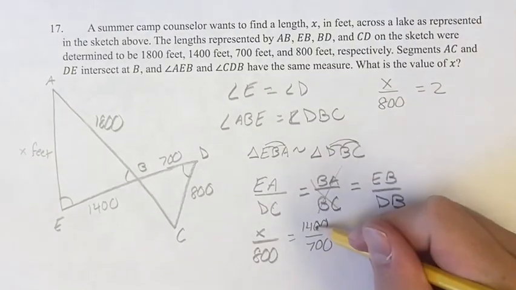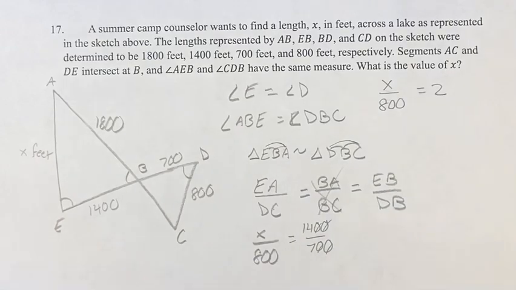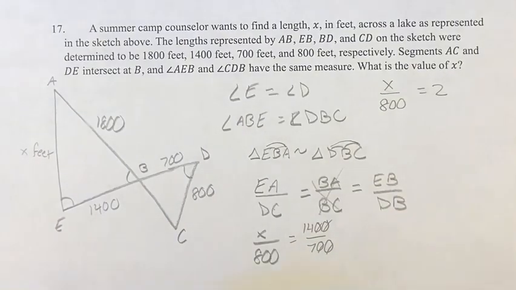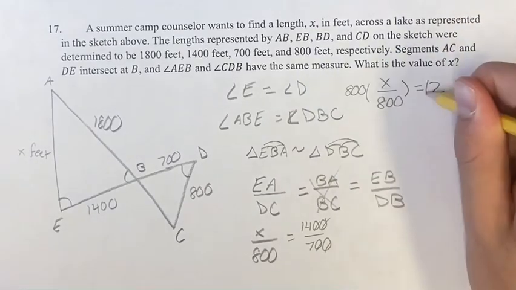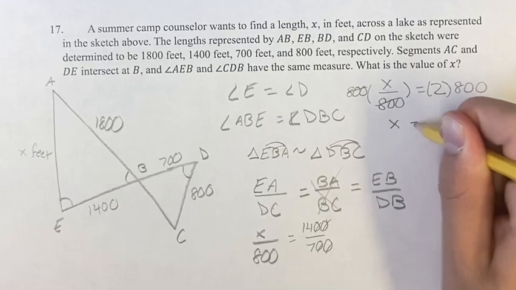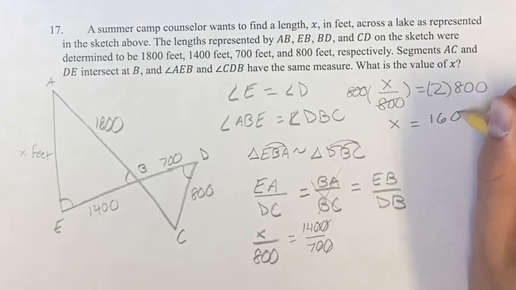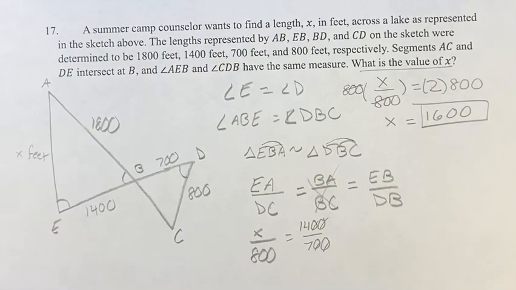Dividing the numerator and the denominator by 100, you get 14 divided by 7, which is 2. Getting x on its own by multiplying both sides by 800, these cancel, and we get x is equal to 2 times 800, which is 1600. The problem is asking what is the value of x, and our final answer is 1600.